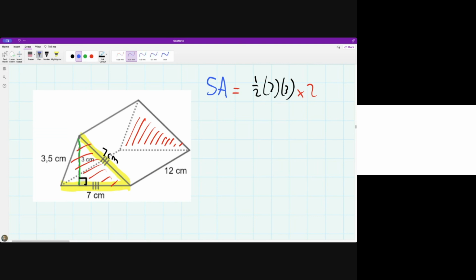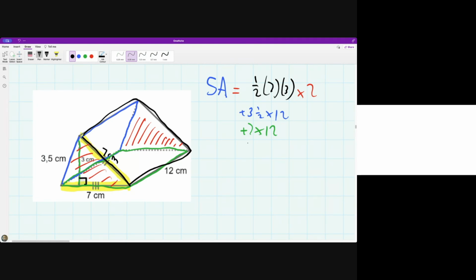Then I have my 3 rectangles. I have the rectangle that is 3.5, and that is 12. So the blue rectangle is going to be 3.5 times 12. The green rectangle is going to be 7 by 12. Now, what is the final rectangle going to be? What's this one over here? Well, that's also 7 by 12.